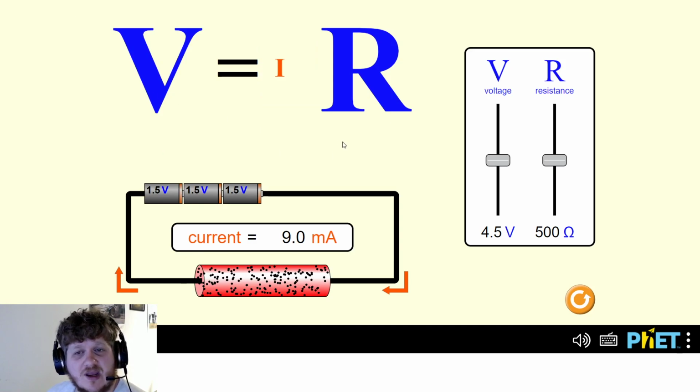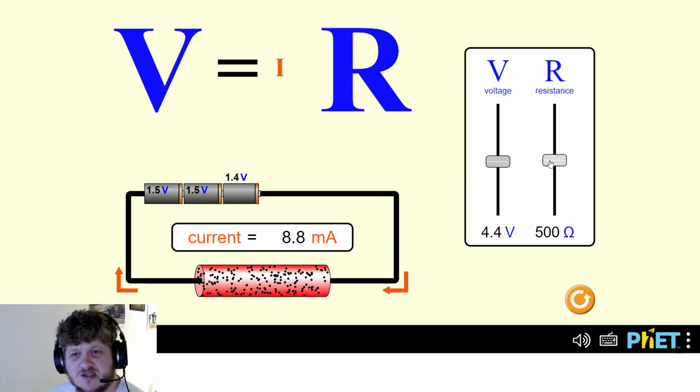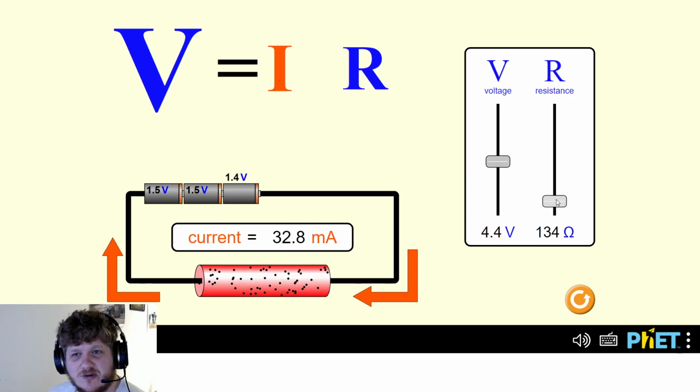And then from there, you can go with this one, which is basically you have some voltage, you have some resistance, and then you're measuring the current. And so you can do similar things. You can increase your voltage, decrease it, increase or decrease your resistance, and see how that affects the current.